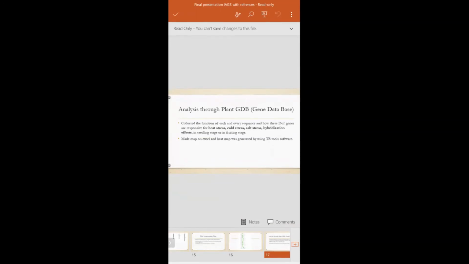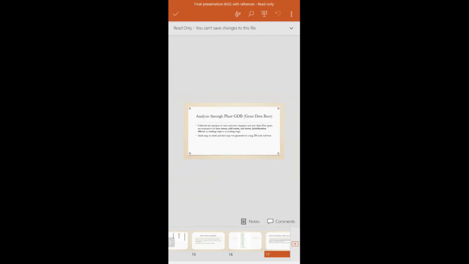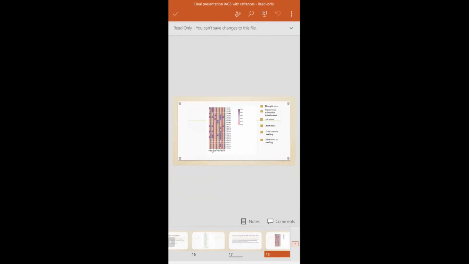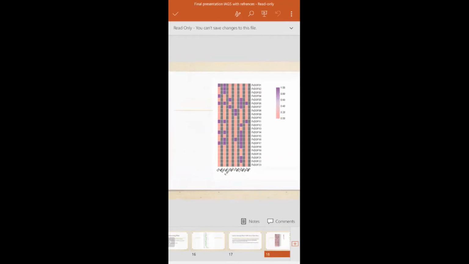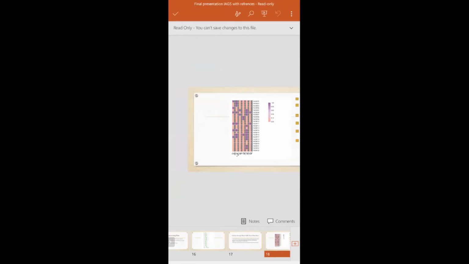On the other hand, I did analysis on the PlantGDB gene database, which told me what the function of DOF actually is. It told me that in Fragaria vesca, DOF helps in heat stress, cold stress, salt stress, and hybridization effects. With the help of TBtools, I generated this. The purple boxes really show us which DOF is doing which kind of work.